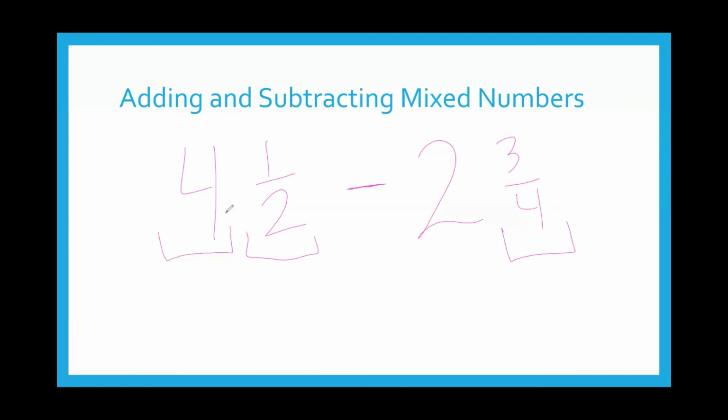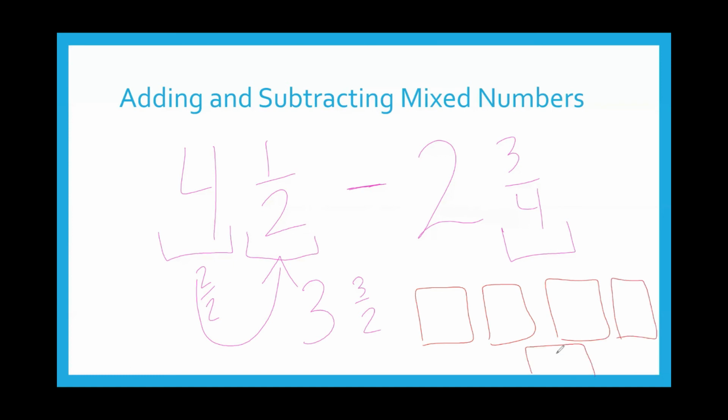So each of these wholes is like 2 over 2. So I'm going to move one of them over here. I'm going to change this 4 and 1/2, and I'm going to move one whole over here. So this becomes 3 and 3/2. Again, what that looks like as a visual, it's like you're saying you have 4 wholes and 1/2, which is literally the same thing as saying you have 3 wholes and then 1, 2, 3 halves. So it's the same exact thing.